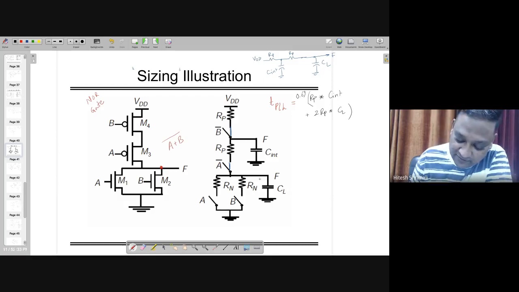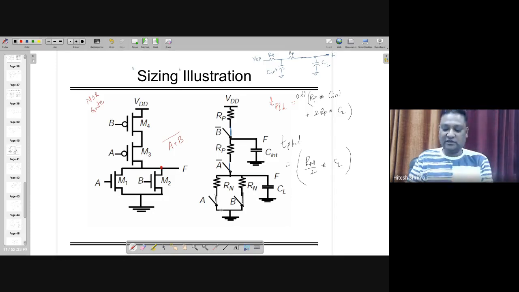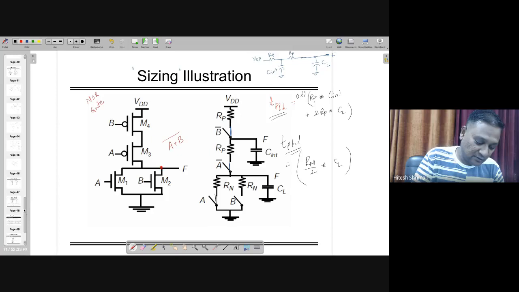Okay. And similarly, you can find out the other way around where both the resistances are actually in parallel. So it will be Rn by 2 times CL, right? That's the TPHL when both the transistors are on. Similarly, you can find out the TPHL and TPLH in other conditions where one of the switches is connected, one of the switches is not connected, and so on. And accordingly, you can find out this propagation delay, right? Okay.